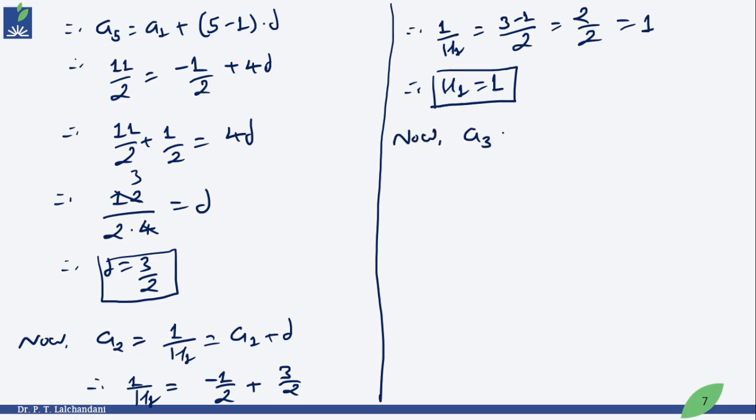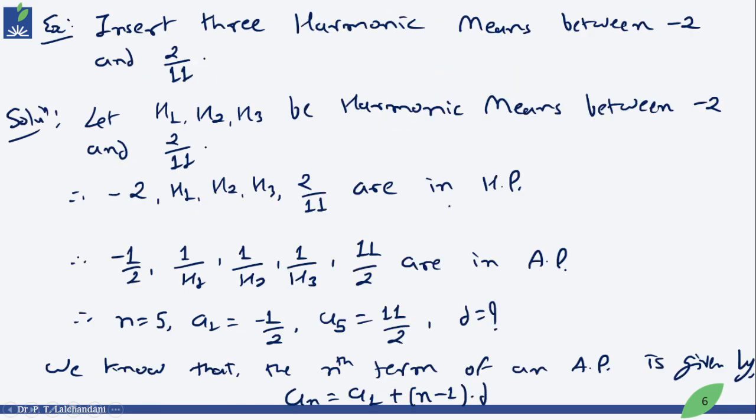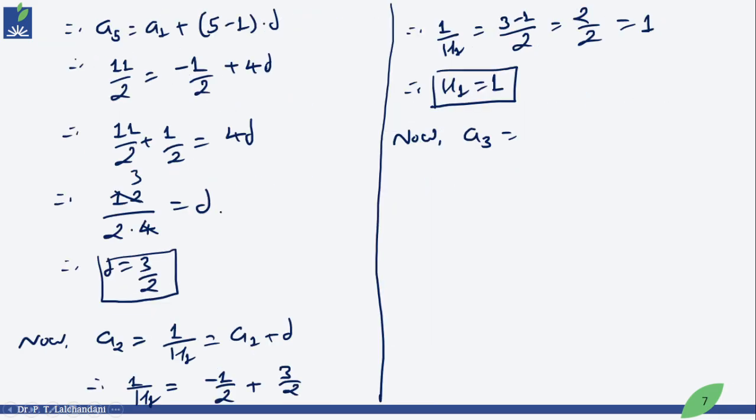Now a3. What is the third term? It is 1 upon h2. So a3, that is equal to 1 upon h2. And what is the formula? a1 plus 2d, right? So therefore 1 upon h2 is equal to a1, again it is minus 1 by 2 plus 2d. What is d? 3 by 2.